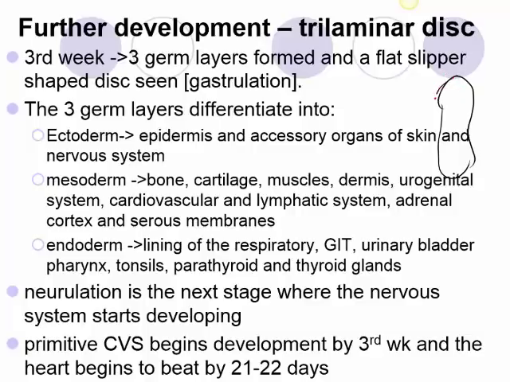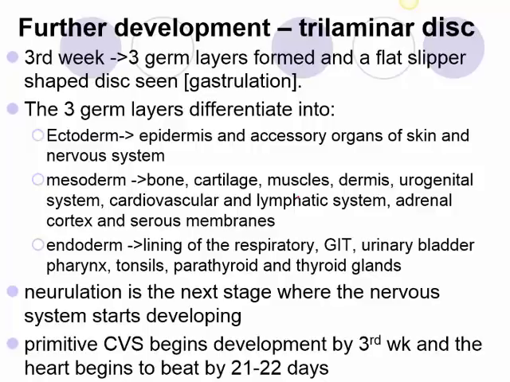And this flat disc will have 3 layers. So if you kind of look at it from the side, it's like this: top layer, middle layer, and lower layer. And these are what are called germ layers. Here are some structures which you can see which develop from germ layers. And if you look at it, it makes sense. On the outside, what is present? Your epidermis and accessory organs of skin.